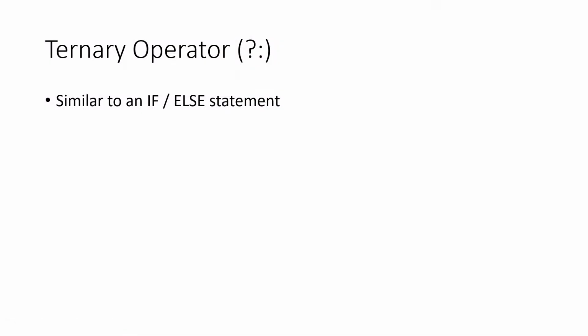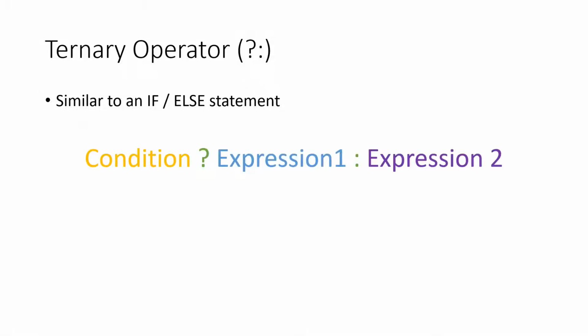So the ternary operator is similar to an if-else statement. We'll start with its syntax. It needs to be written like this. First of all, we have a condition in the orange text. Now, a condition is a line of code which can be either true or false. After the condition, we put the question mark character and then our first expression. The first expression is what we would like to happen if this condition is true.